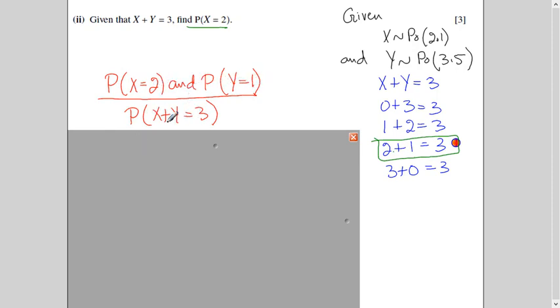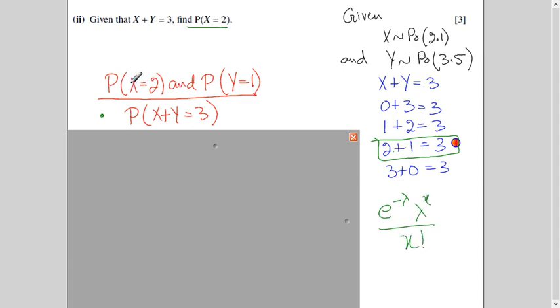And in the denominator, it will be probability of x plus y equals 3. Now this part you have already calculated in part 1, so you will get the answer from there. But these two, again, you will calculate with the help of the formula, which is what? E power minus lambda, lambda power x over x factorial.